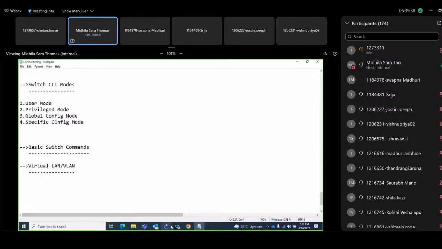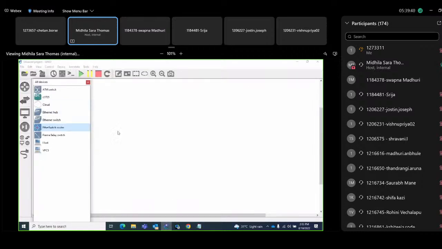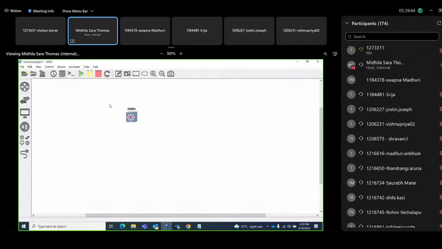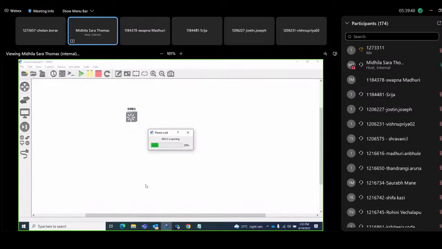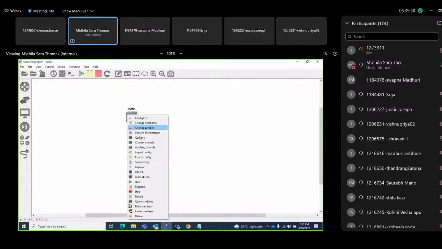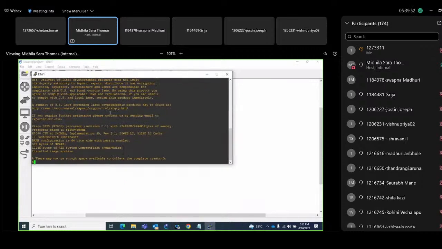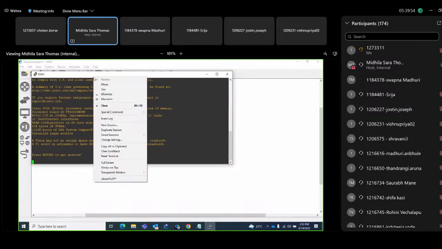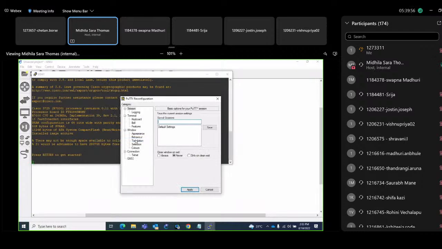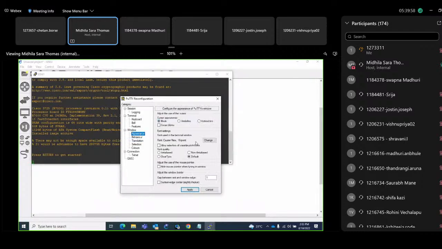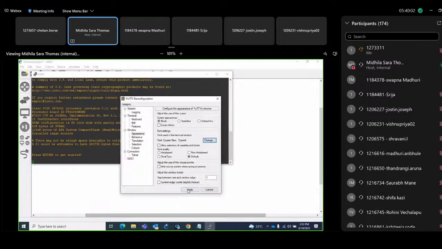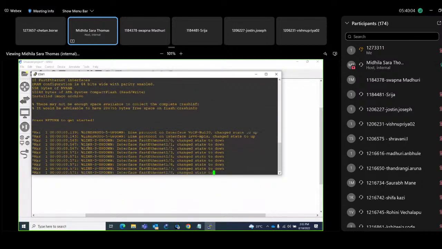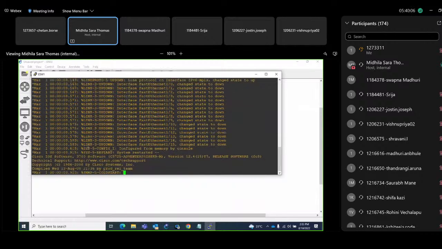I will show it anyway in case of the switch. I'll take one switch. Right click, start. Then right click, open the console. And whatever I am doing next, please don't do it. I am just increasing the font size. Is the font size visible for everyone?